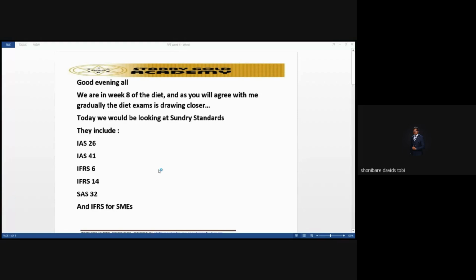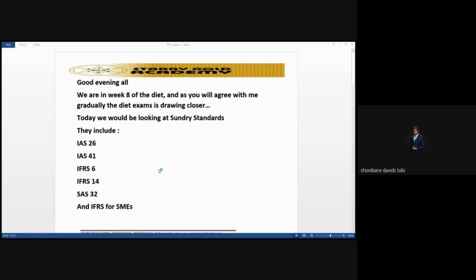IFRS 6 talks about exploration for and evaluation of mineral resources. So let's look at an overview. IFRS 6 allows entities that are engaged in the exploration and evaluation of mineral resources to determine the accounting treatment for the expenditures. So if you are into exploration, or probably into the evaluation of mineral resources, then this standard is for you, right?